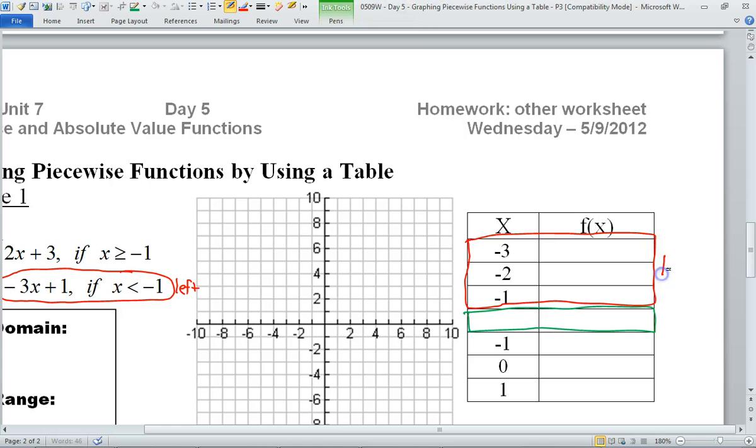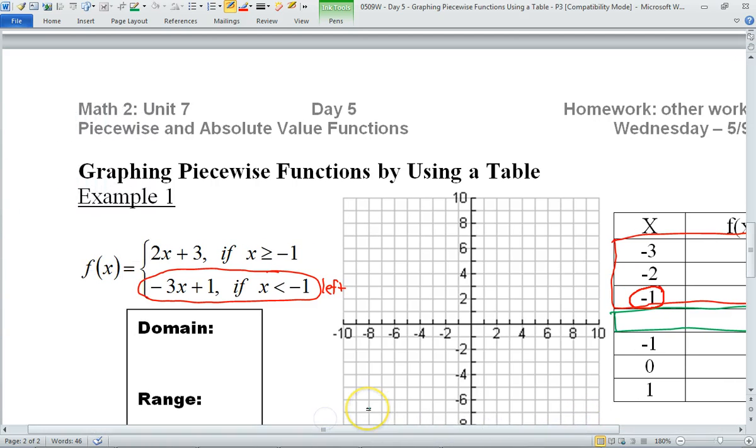These values will be the left side. Alright, those are the lesser numbers. That's how I know this is the left side. Now look, focus on this -1. See how I'm sort of beginning with negative 1 here at the break? I begin at the negative 1.